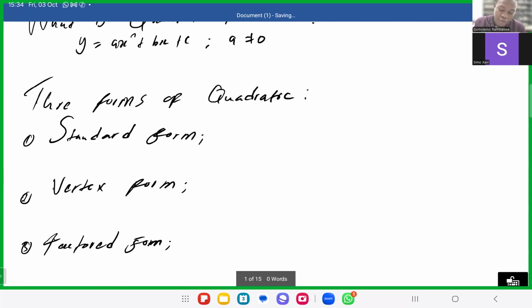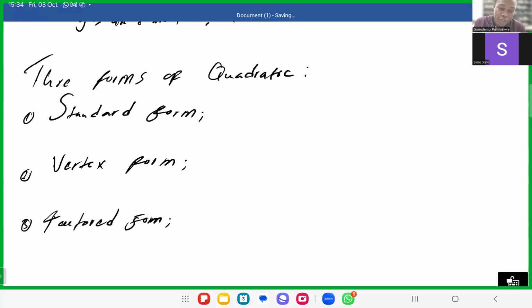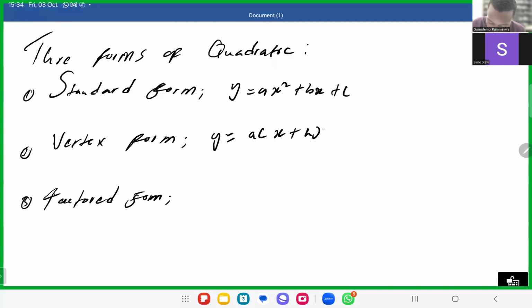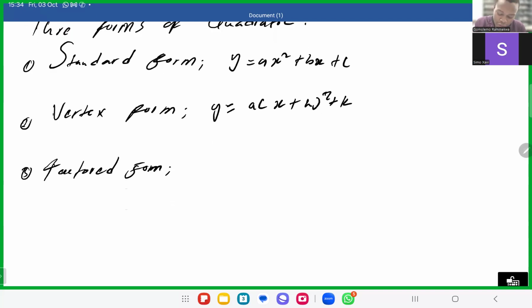So looking at the three forms of quadratic function, we have the standard form, which is y is equal to ax squared plus bx plus c. Then we have the vertex form, which is y is equal to a times (x plus h) all squared plus k. And then we have the factored form, which is y is equal to a times (x minus x1) times (x minus x2).